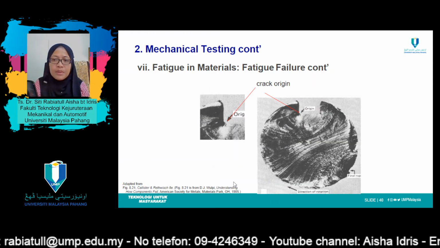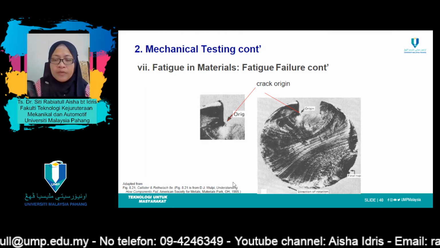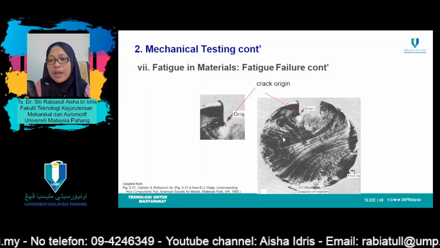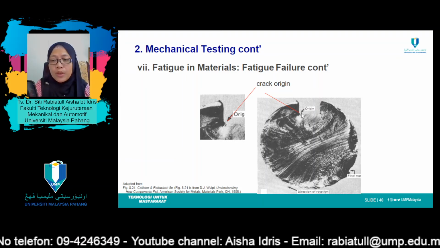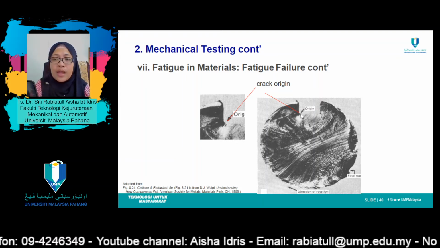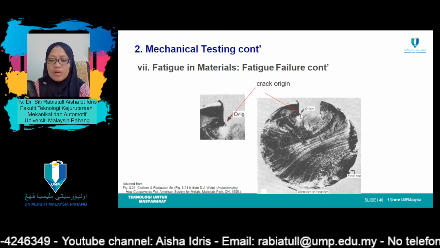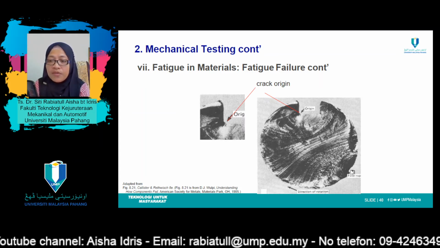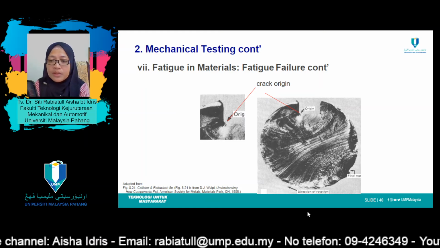This is an example of fatigue failure. Surface texture for fatigue failure occurs in a material. This is the point where the failure starts to occur, starts to initiate. And this one is the final fracture, final rupture.